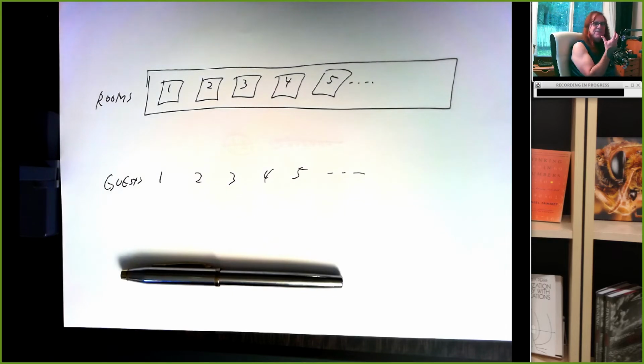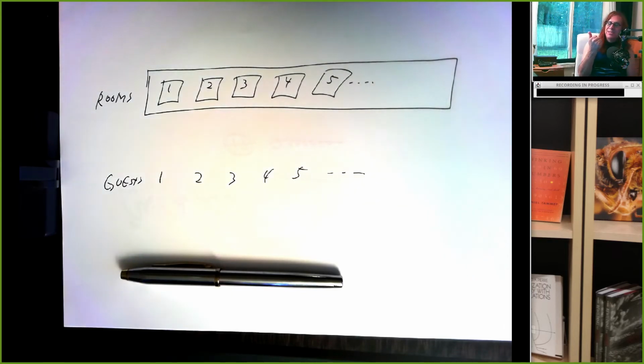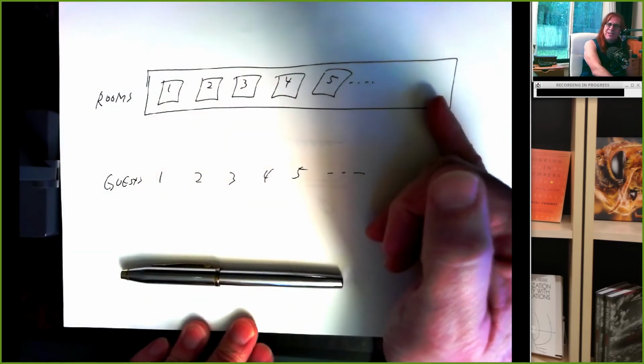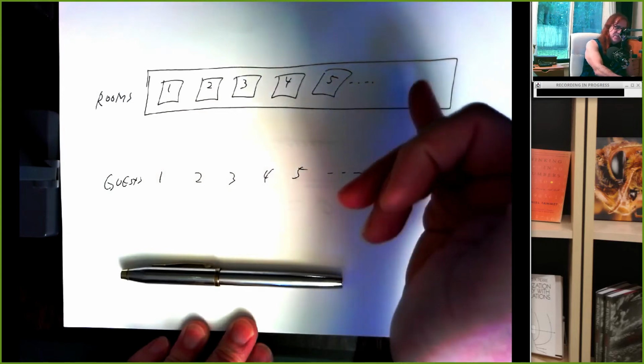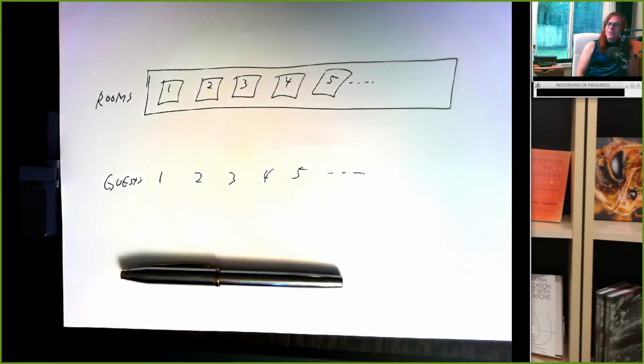And that works perfectly well. Nobody has to double up. Nobody gets kicked out. Because there is no last room. There's no room at the end where the person's not going to have a room to move into. Because for every door, there's another door to the right. So this is guaranteed to work.